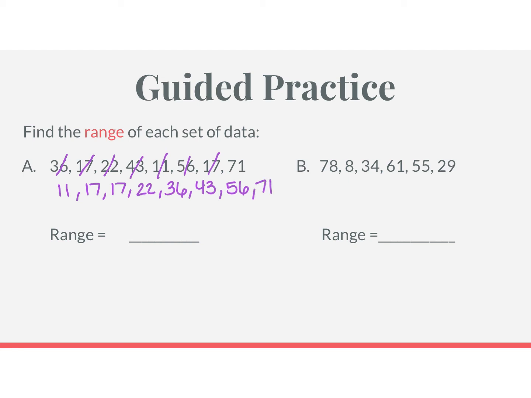Now we can easily see what our smallest value and largest value is. Our smallest value is 11, and our largest value is 71. We need to find the difference of these two numbers. 71 minus 11 is 60. So our range for this data set is 60.